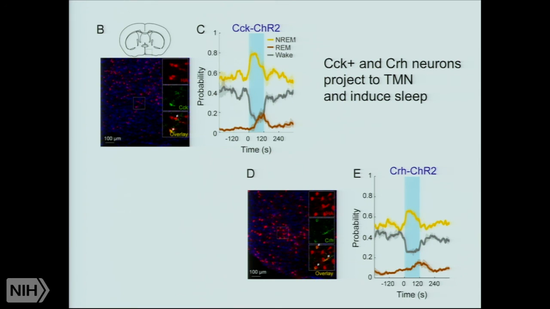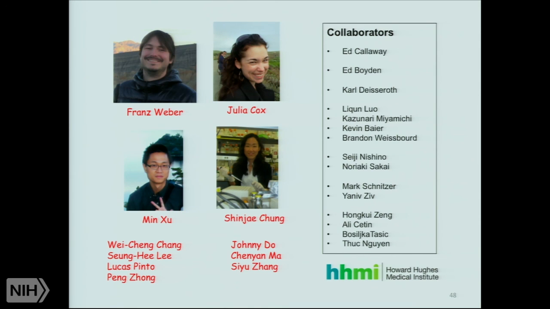So we think that basically using this gene profiling is a much more principled way to pull out the markers that might label a subset of the GABAergic neurons that really promote sleep. And so that's where we are. Obviously, there's a lot more work to be done, but this is just a progress report.